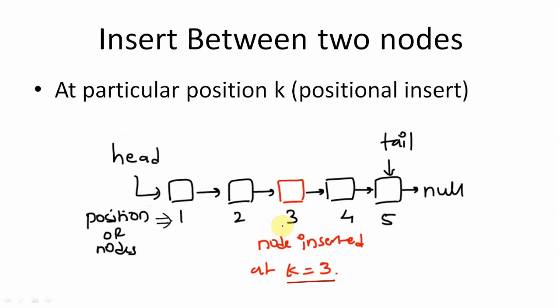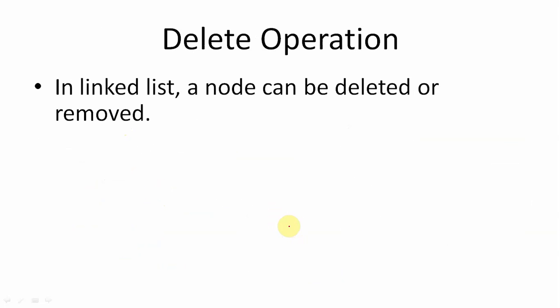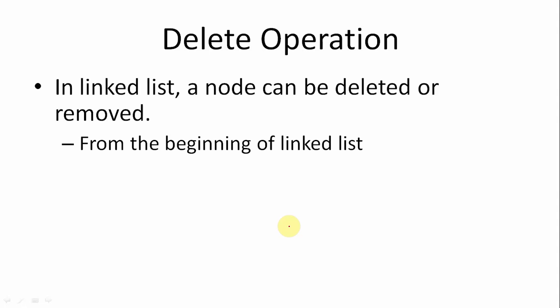Now to delete a node, the linked list must contain that node, otherwise we will not be able to delete, neither from the beginning nor from the end, nor from in between. So to delete a node, that node must be present, and the last scenario is from a particular position k, if that k is a valid position.